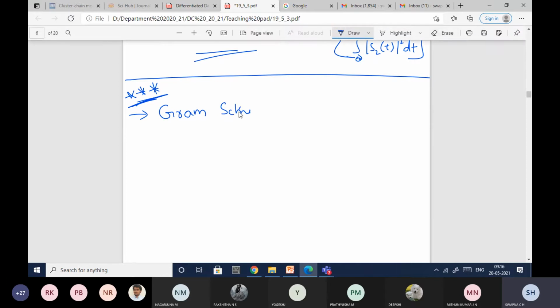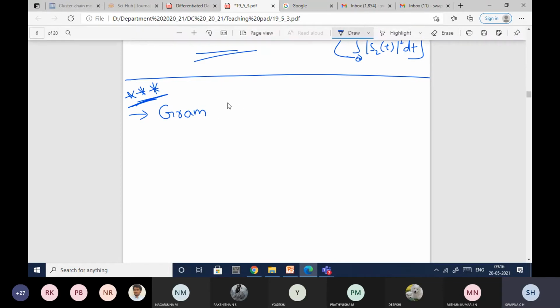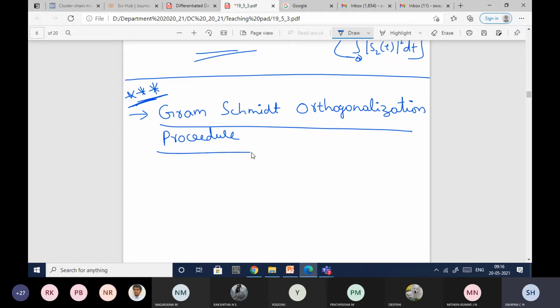One second, I'll write it properly. Gram-Schmidt orthogonalization procedure. You have problems also related to this. It is very important. Theory is also important. They may ask you to explain the Gram-Schmidt orthogonalization procedure. So whatever I'm going to do now, you need to do everything.